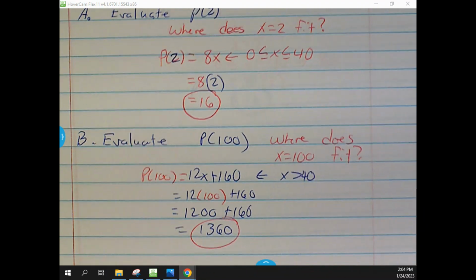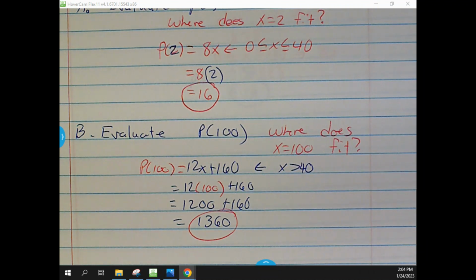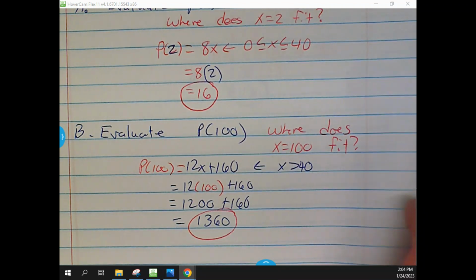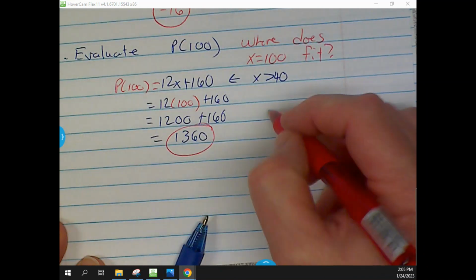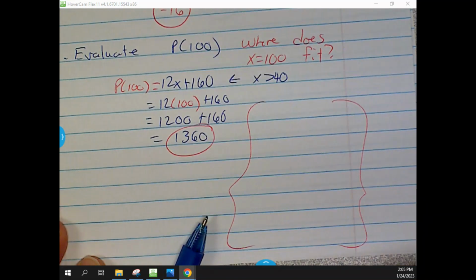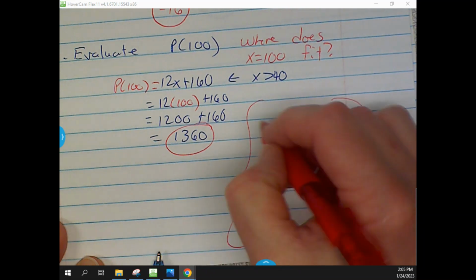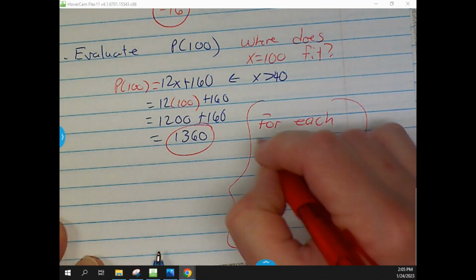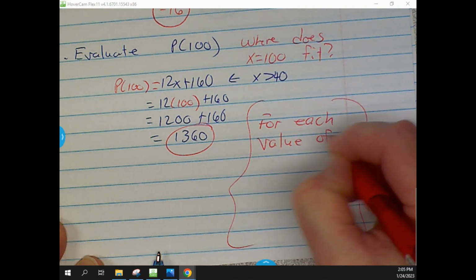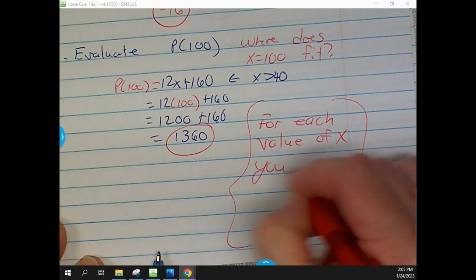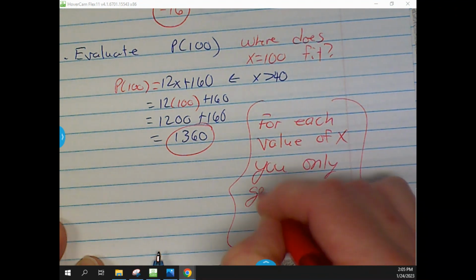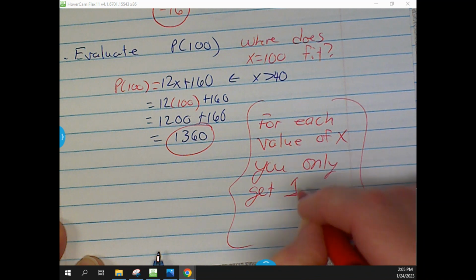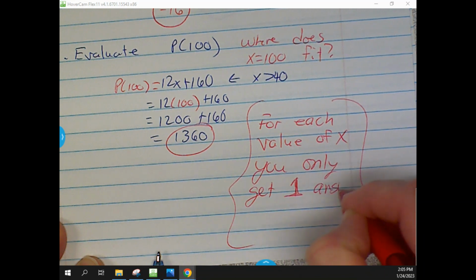Okay. And that's pretty much what you're going to do. So you've got different pieces of a function that tell you what to do with those pieces, and you're just trying to figure out which piece it fits into. The big thing you've got to remember is that no matter what you do, for each value of x, you only get one answer.